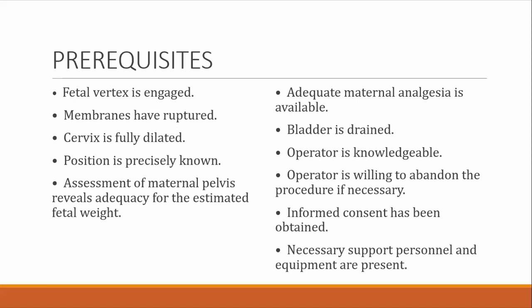And the maternal pelvis should be adequate, there should be adequate analgesia, the bladder should be empty, and there should be the operator's willingness to abandon the procedure when it fails. So there are a lot of scenarios, including the cesarean section backup, a backup before the trial of instrumental delivery. There should be a backup for cesarean section in the setup.